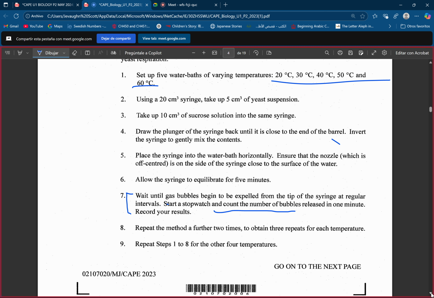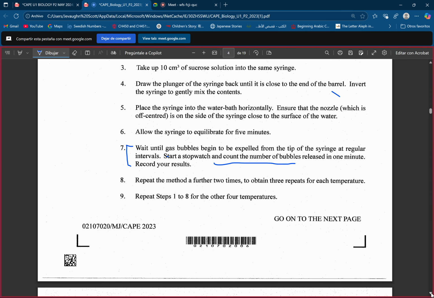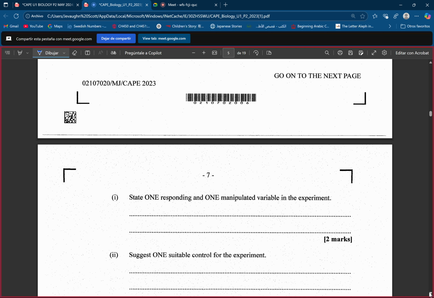Right? So that would mean that the manipulated variable, or what we call the independent variable, in this case, would be the temperature. So let me just do it in order of the question. The question asks for the responding variable first. Responding would be the number of gas bubbles per minute, I think. Right. And then the manipulated would be the temperature.